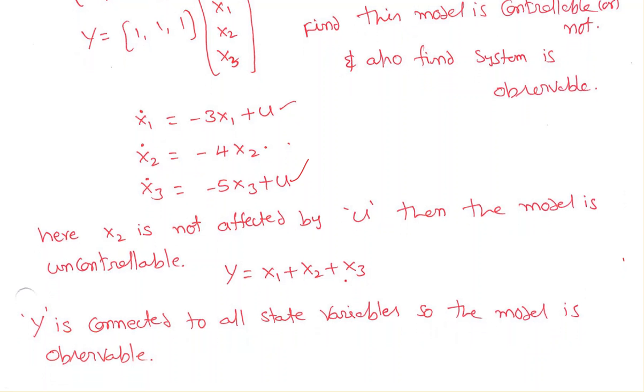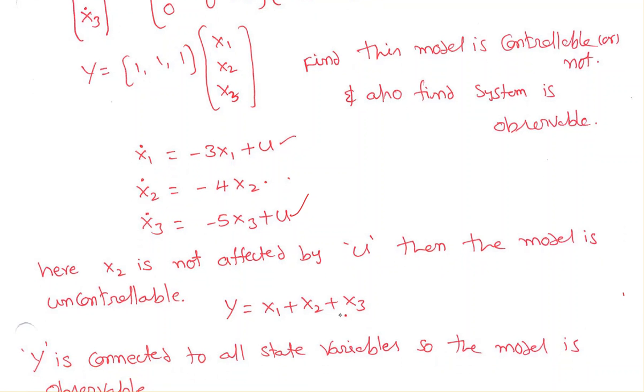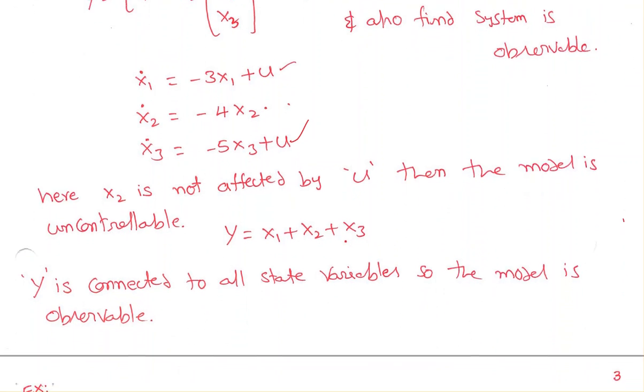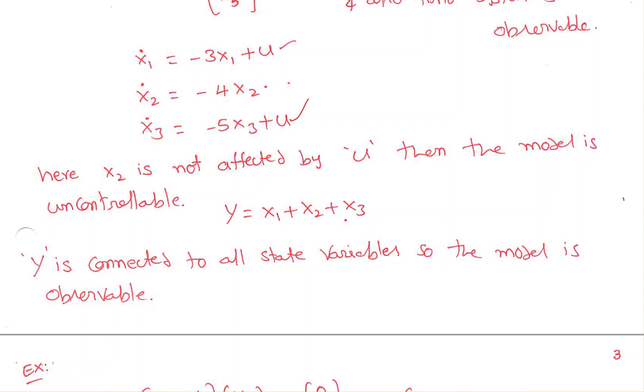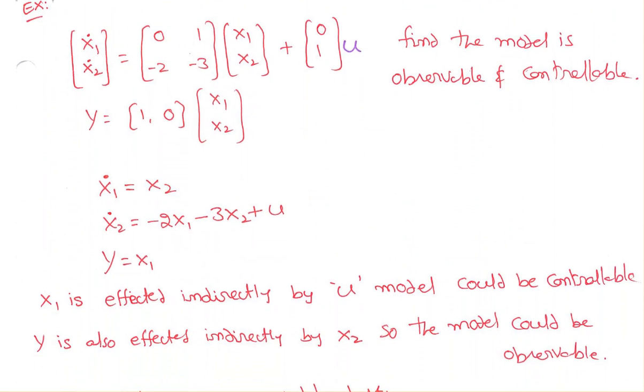So here y is connected. So output is connected to all the state variables, so the model is observable. If I change any one of the state variables, the output is going to change, so it is observable. That means, for example, if I don't have x2 here, then I would say it is not observable either.